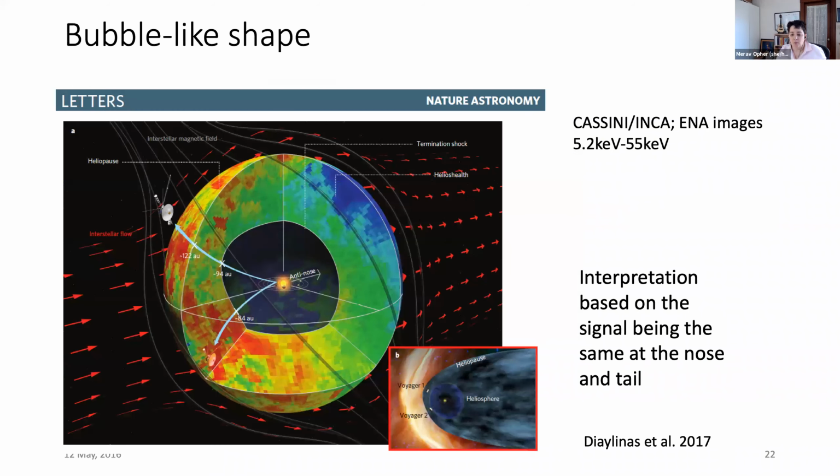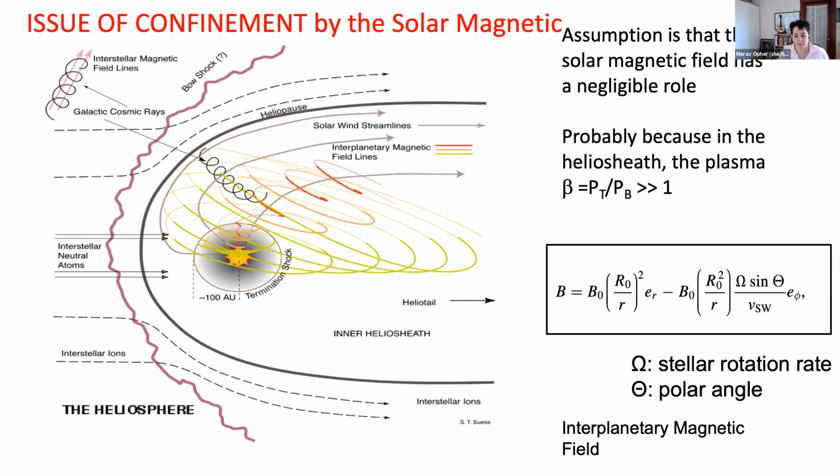Okay, great. What happened with the Cassini ENA? The INCA ENAs measured the ENAs from 5 to 50 keV, much higher energy. They looked back at the tail and in all directions and noticed that the intensity of the ENAs is similar. So they came up with a paper published in Nature Astronomy in 2007, arguing that the heliosphere has to be bubble-like. Because if you had a tail, you would have much more energetic neutral intensity coming from the tail, right? Now came my group to mess things up.